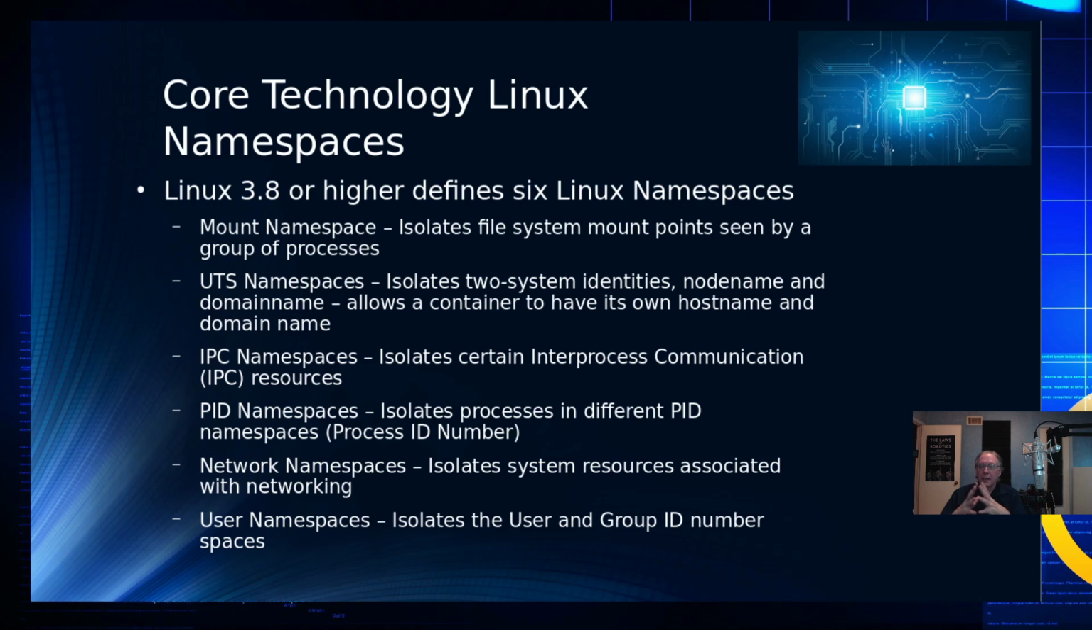Network namespaces, this is isolating your network resources. This would be your sockets, this would be your routing, this would be the IP address. All of those things would be in there. The user namespaces isolate the user and group process IDs. Again, they can be duplicates of what you have in the system, but they can be given different privileges.